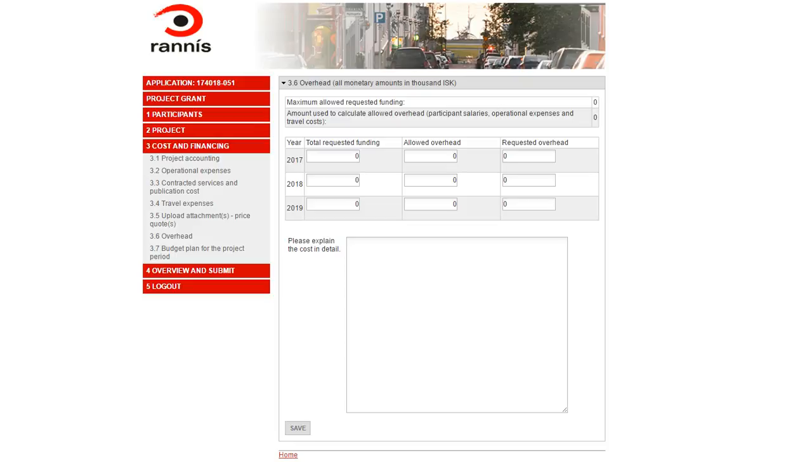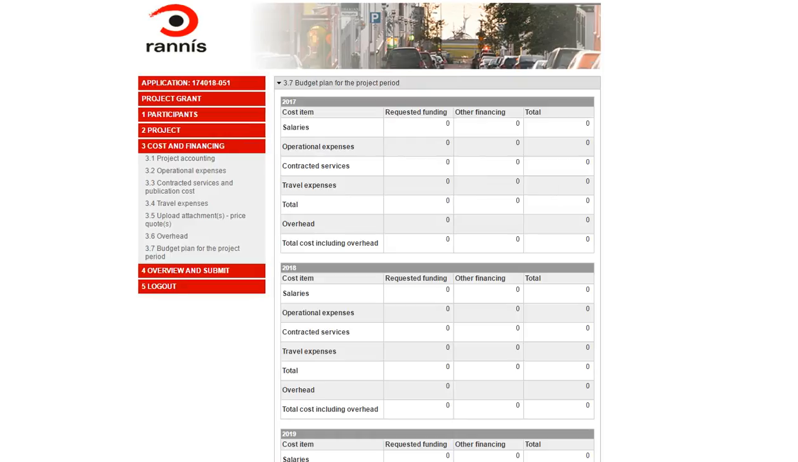You will need to explain the overhead cost in detail in the relevant cells. Please note that costs associated with contracted services are not eligible for overhead. And finally, in Section 3.7, you will find the budget plan for the whole project, which has been compiled automatically from the information you have provided in the application form.